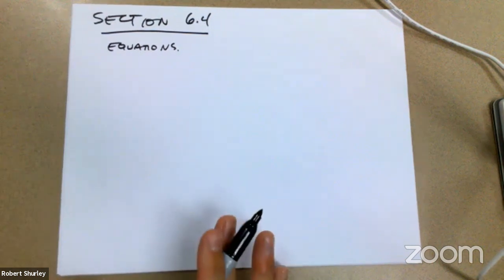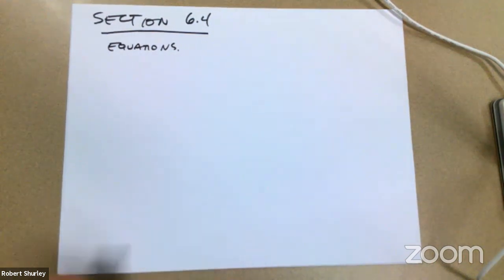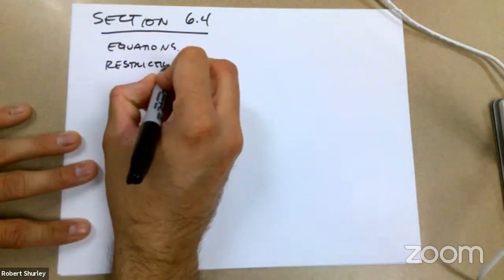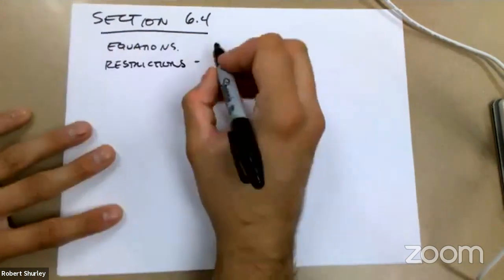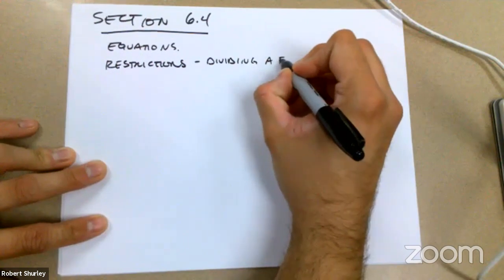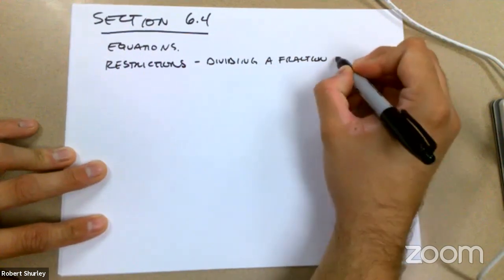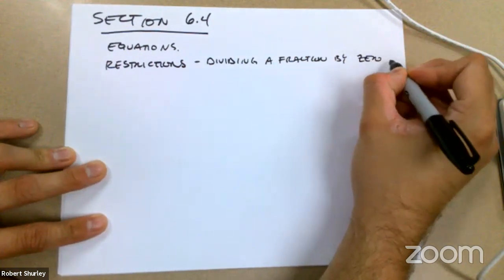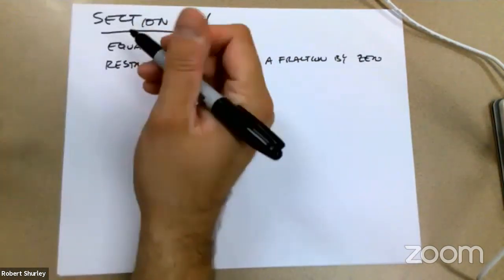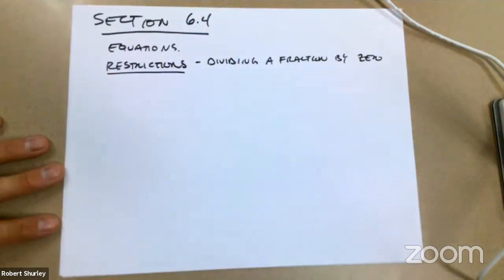Now, before we get there, we have to talk about, I'm going to use the same wording your book uses, and every book uses a different set of wording. I'll call it the restrictions. Yeah, restrictions. Now, a restriction comes from dividing a fraction by 0. So let me give you an example. We're not going to solve this next one because it's a little more complex than just to start with, but we're going to talk about finding the restrictions.